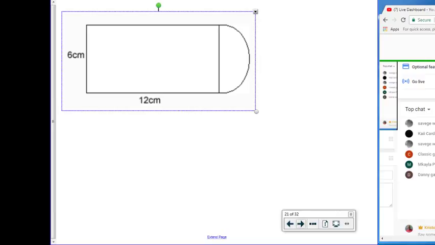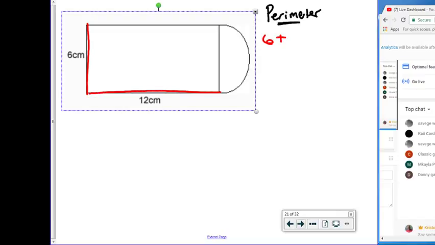What I need to do is recognize, what am I looking at here? So if I was looking for the perimeter, let's take a look. Perimeter, I like looking at R-I-M, rim, the outer edges of this shape. So 6 plus 12 plus 12. Now, so many people are going to want to count this 6 because this is 6. However, it's not on the rim. It's not on the outside.